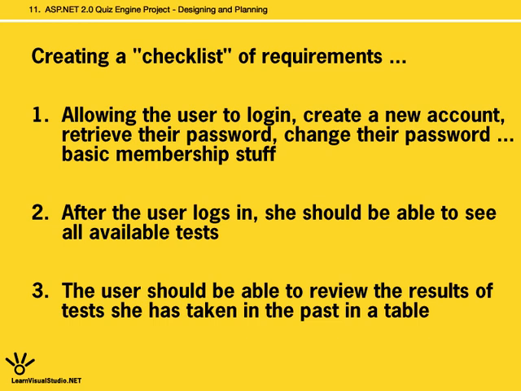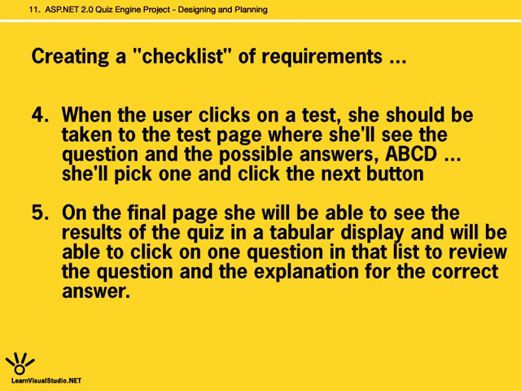But as I begin to jot down some notes, this list of mine includes, first of all, allowing the user to log in, to create a new password, to retrieve their password, to change their password, just the basic membership stuff that we talked about in lesson 9. Next, after the user is able to log in, she should be able to see all of the available tests that she can take. Next, the user should also be able to review the results of the tests that she has taken in the past in some sort of tabular fashion.